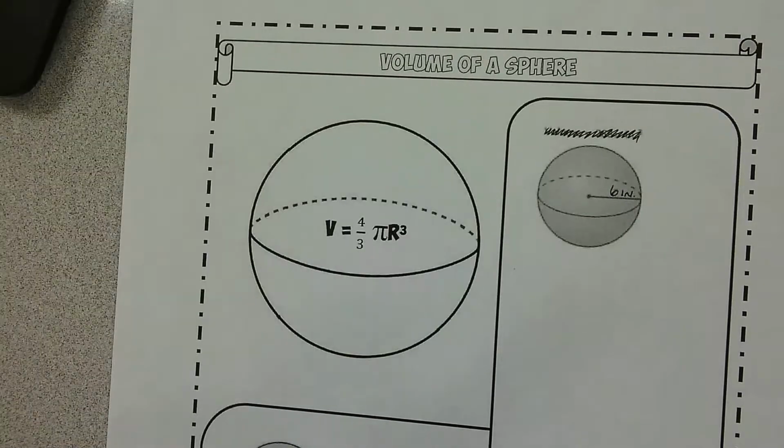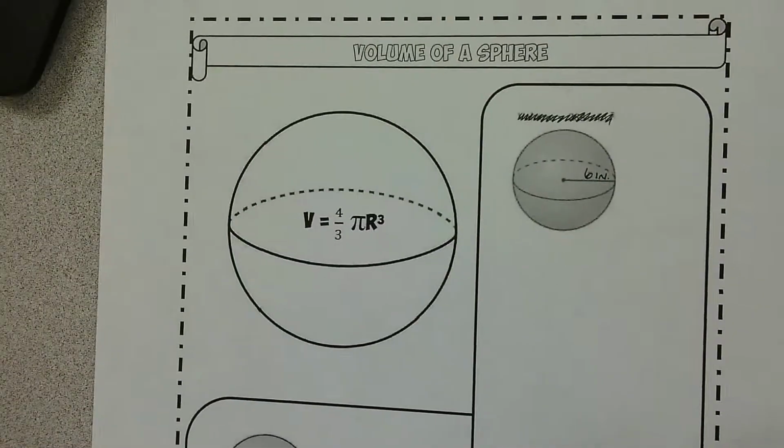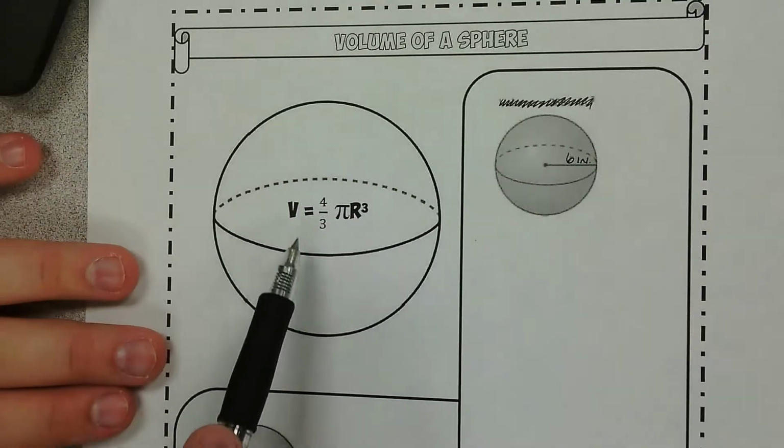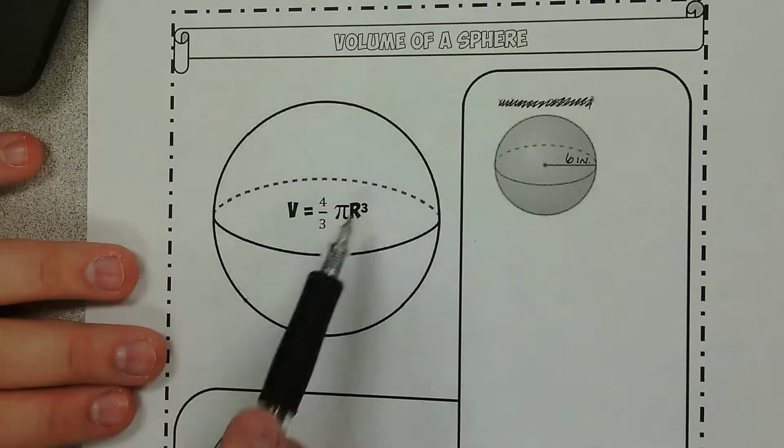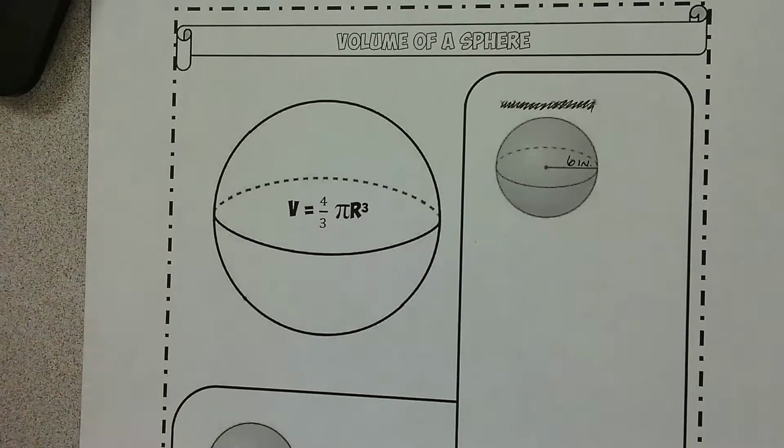But to give you a quick little background, the reason that we have our volume as 4/3 pi r cubed is because, just like that video we watched for cones, it takes 3 cones to fill up a cylinder with the same radius and height. So a cone is 1/3 the volume of a cylinder with the same dimensions. For a sphere, it is 2/3 of a cylinder with the same radius and height.